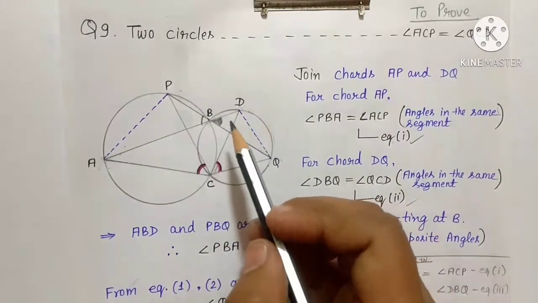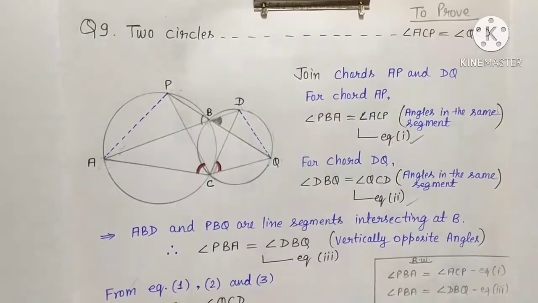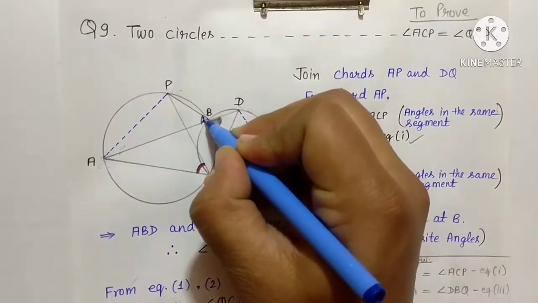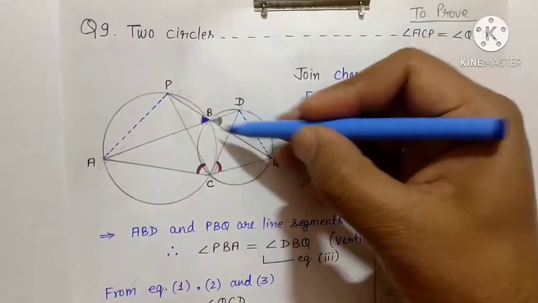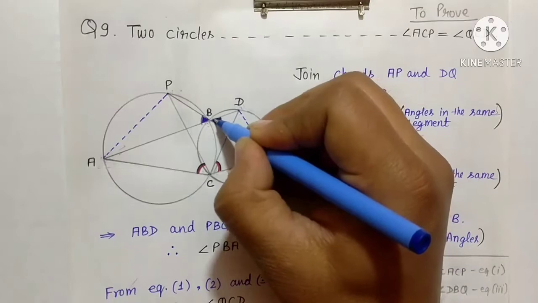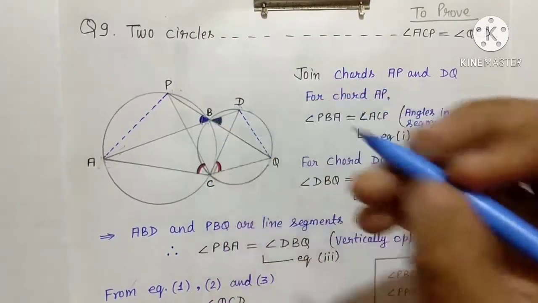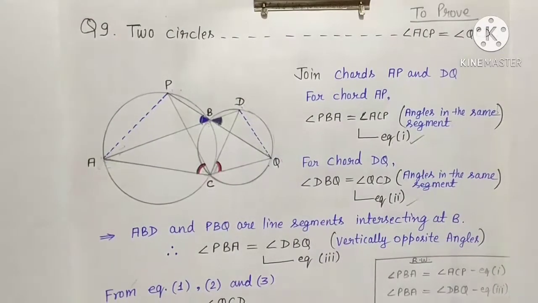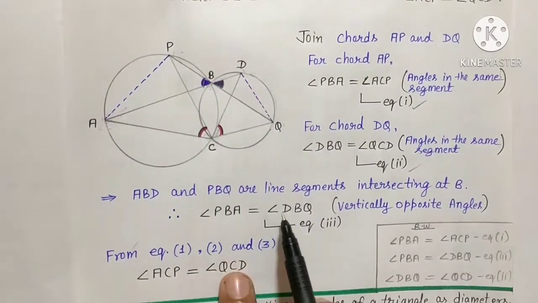Now if you check properly, you will find that angle PBA, this angle, and this angle, which angle? Angle DBQ, which I have shaded already. These two angles are vertically opposite angles. So we can say that these two angles are equal. Angle PBA equals angle DBQ.